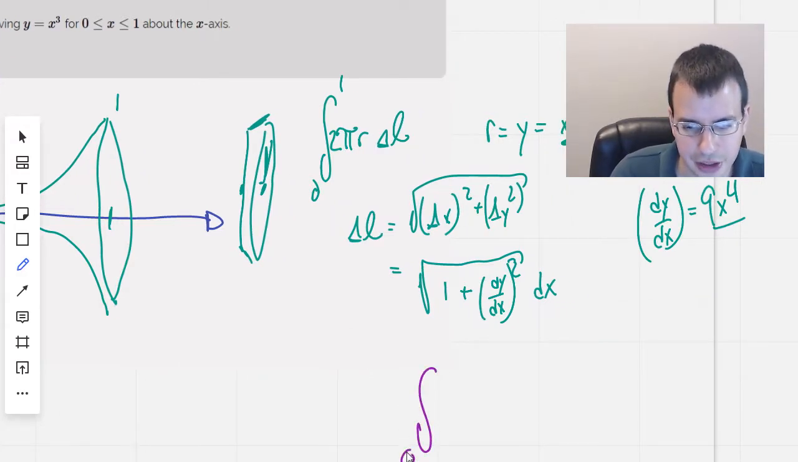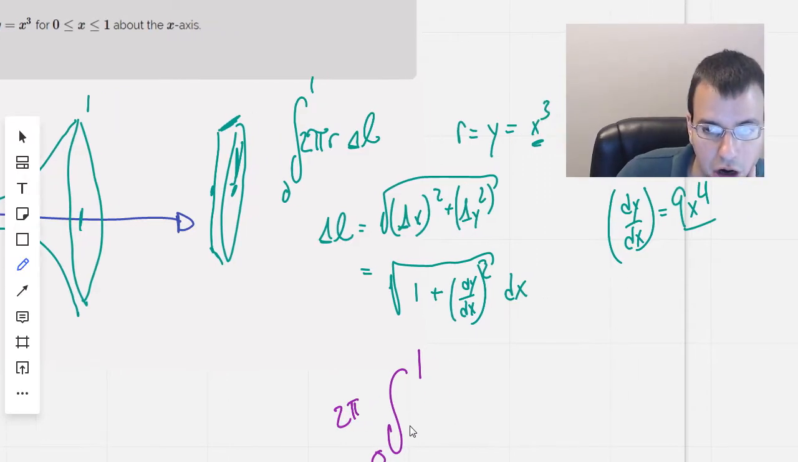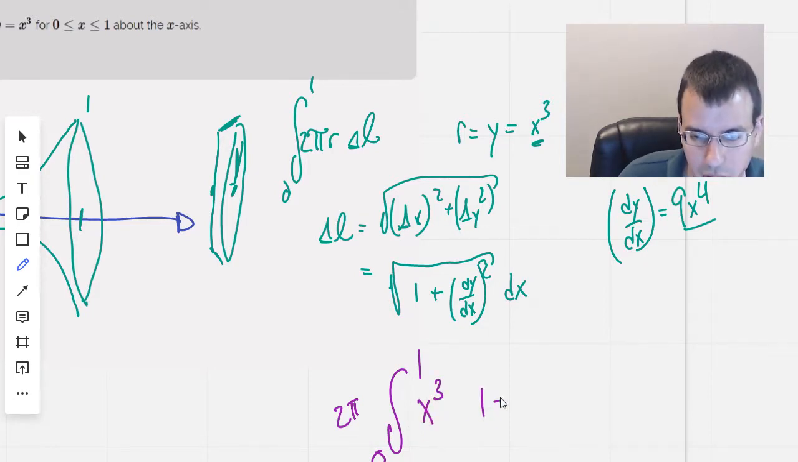So we'll go from 0 to 1, and I'll put the 2 pi out here because it's a constant. You can just kind of factor it out. Of r, which is x cubed, times the square root of 1 plus 9x to the 4th, dx.